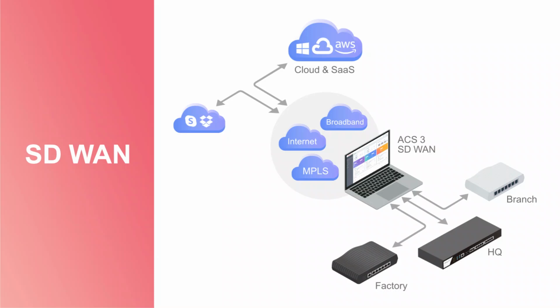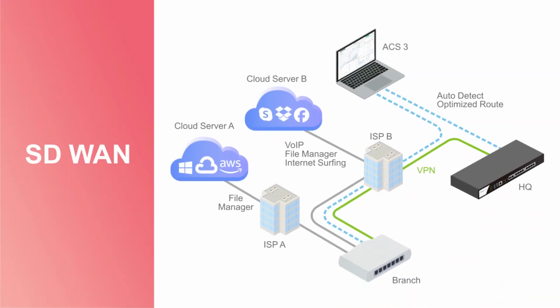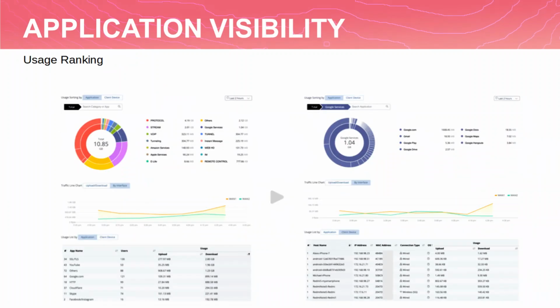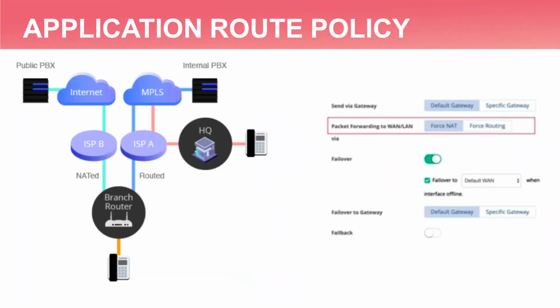Sixth, the SD-WAN. It is a more intelligent cloud-first way to make complex routing schemes simple and intuitive. To auto-detect and select the optimum routing path or scheme, you can use its Auto VPN, VoIP optimization, application visibility, route policy, and so on.